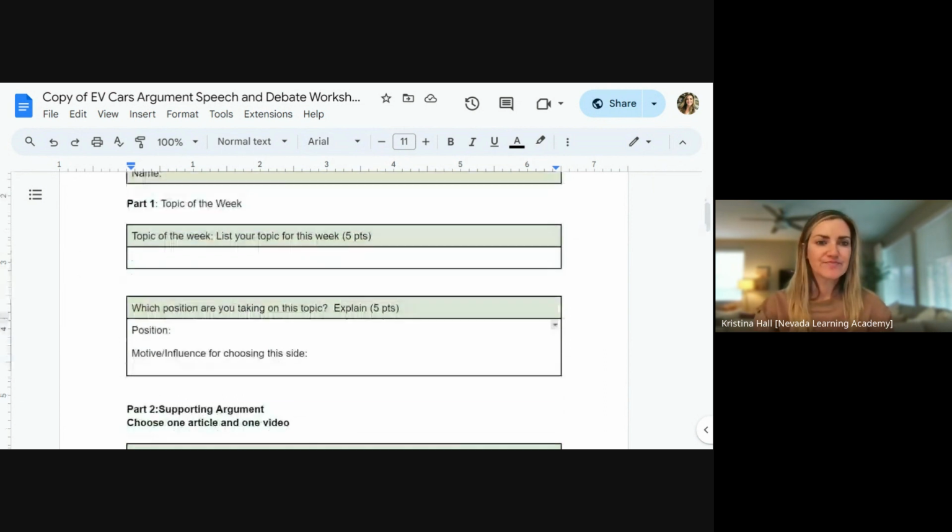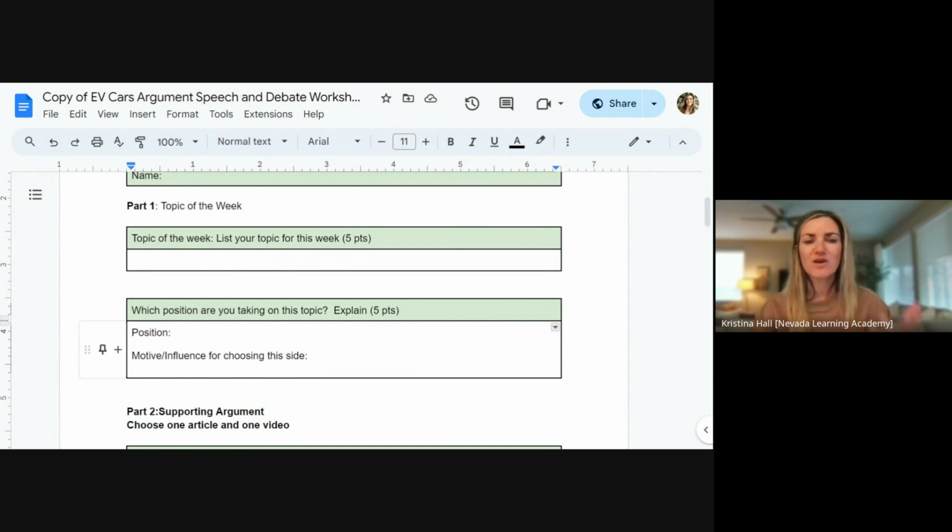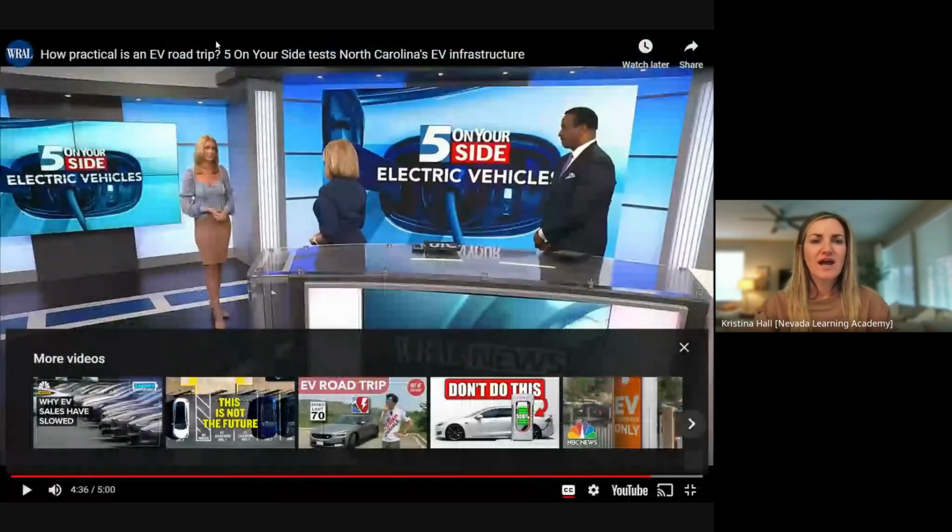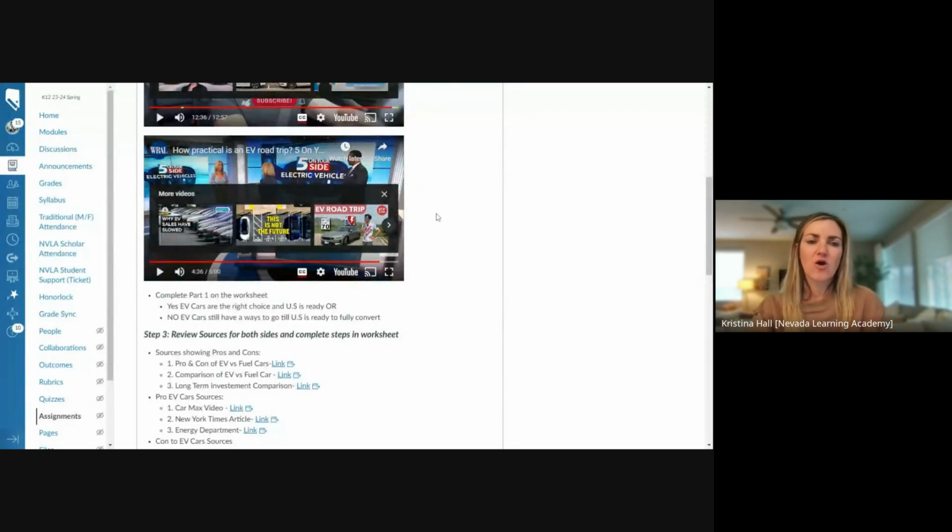Okay, so take a minute. Kind of pick which side of this debate you might fall on, and then we'll start looking at our sources to help back up your position. So yes, EV cars are the right choice, the US is ready, or no, EV cars still have a ways to go till the US is ready to fully convert.